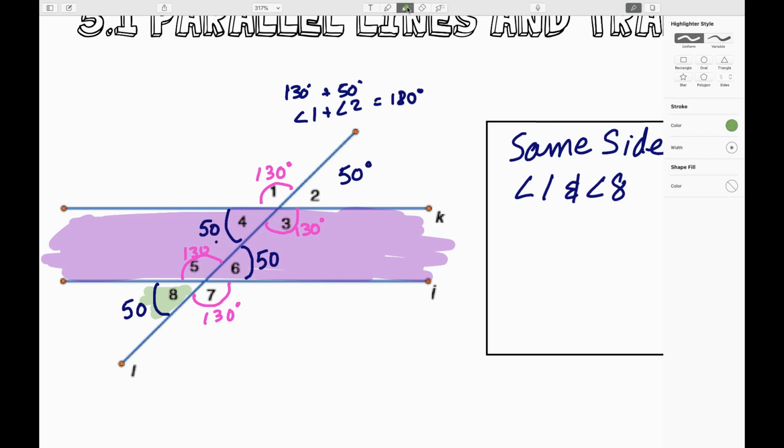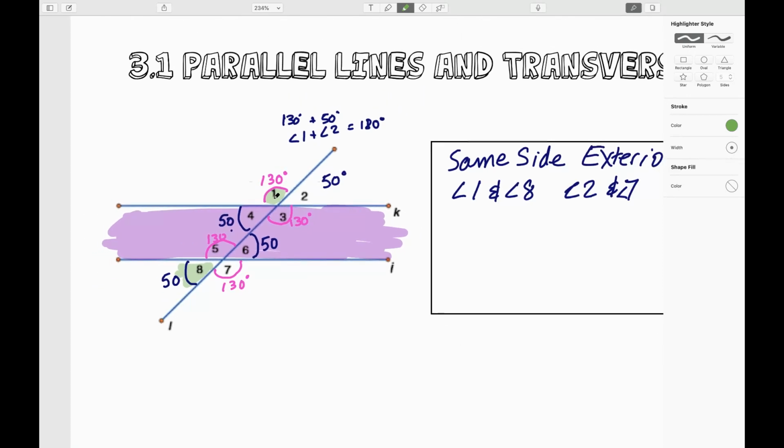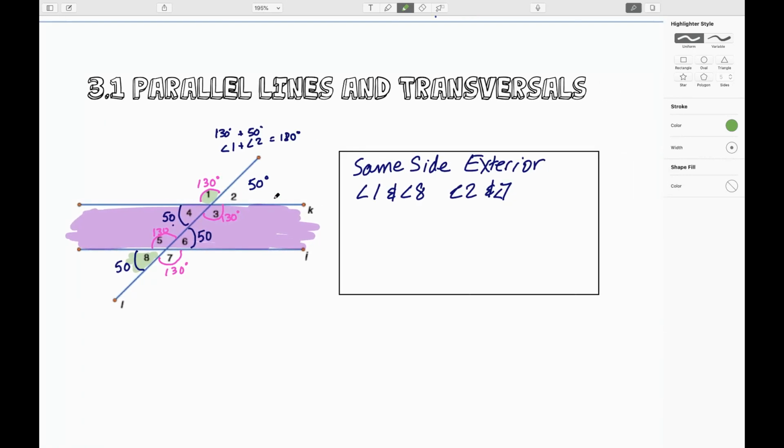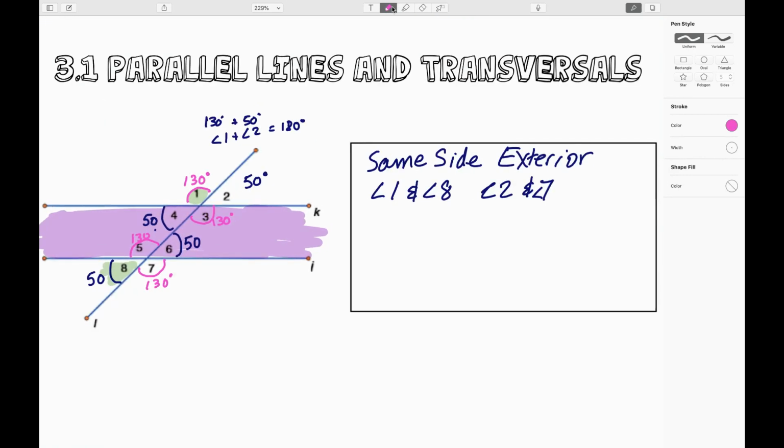Okay, now I'm going to come back and we're going to re-highlight that, because when I'm talking about same side exterior, I look at that 1 and 8, and we knew because 1 was obtuse and 8 was acute that they can't be congruent. You really have to think about that. Okay, that means that 1 and 8 are supplementary. So same side exterior angles are supplementary.